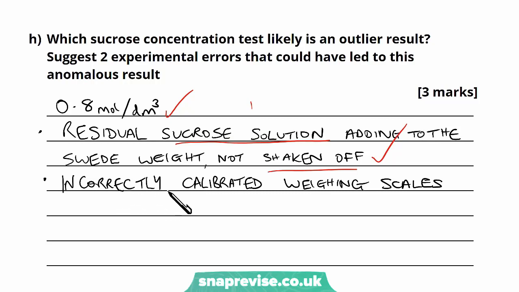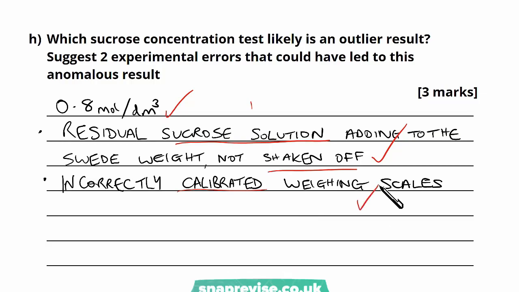The second point I've put is that the weighing scales weren't calibrated properly. So anything along the lines of the equipment not being calibrated, or double checking it, or even weighing it against zero, or even setting zero before you put the potato on, they're all valid errors that can occur. So that would give you a third mark there as well.